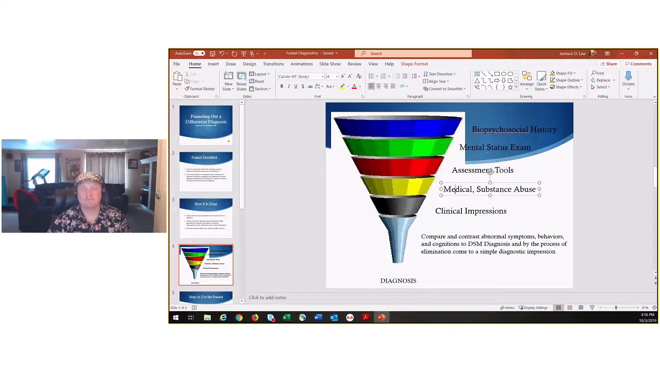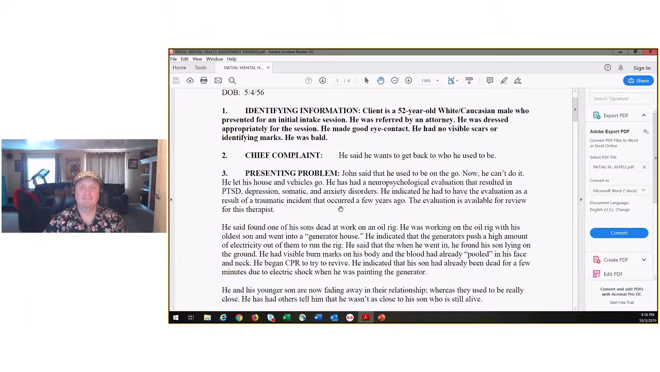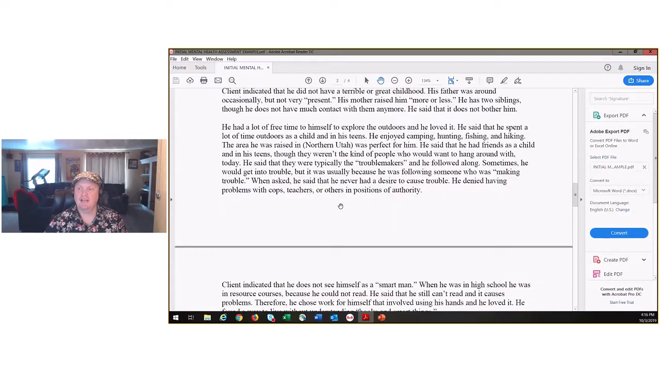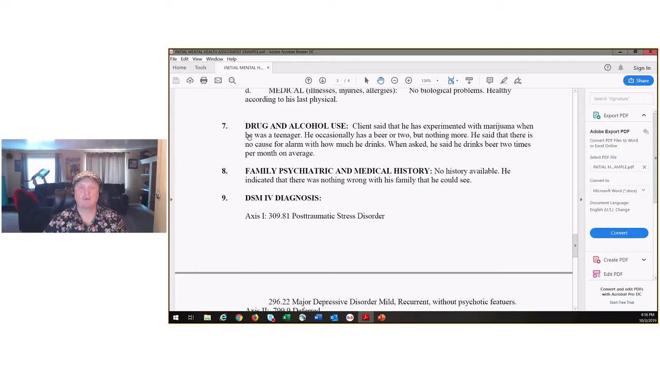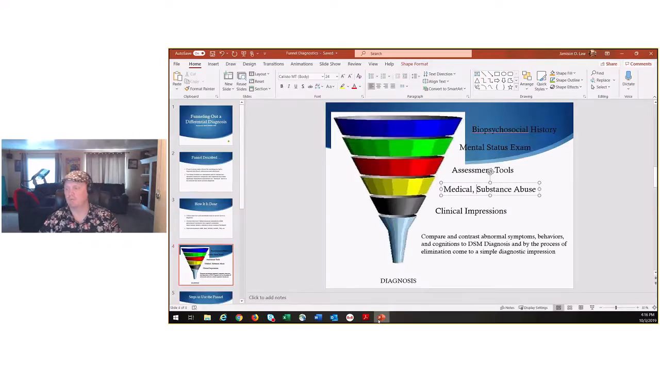Medical and substance abuse. He did give us a history. Medically and biologically, he's okay. He's been doing very well. In fact, I remember his words were, "I'm as healthy as a horse." Substance abuse. If you remember in the assessment from last week, he didn't have any. He said he occasionally had a beer or two once in a while. Experimented with marijuana when he was a teenager, beer or two, but nothing more. It's drinks beer 2 times per month on average. It's just something that was never a big deal for him.